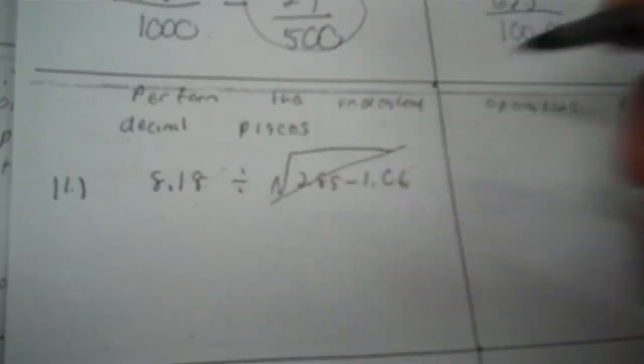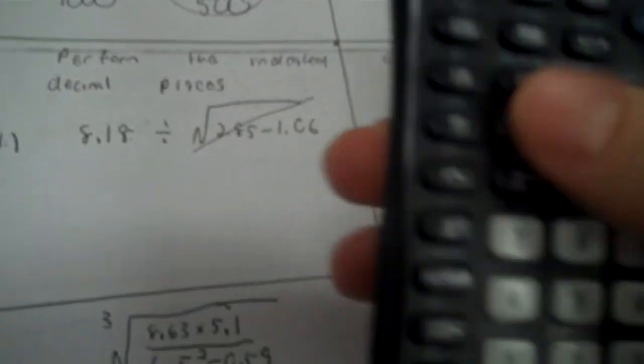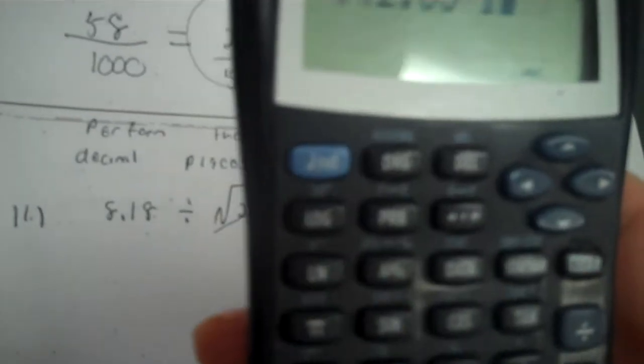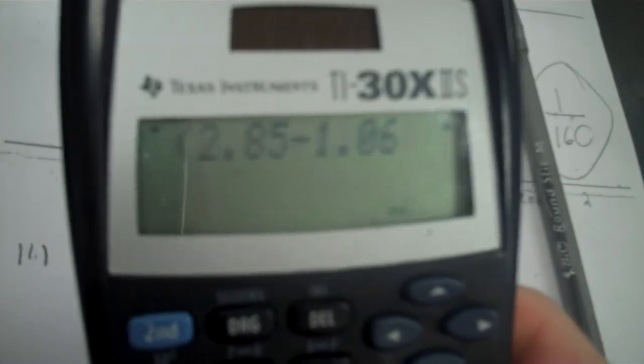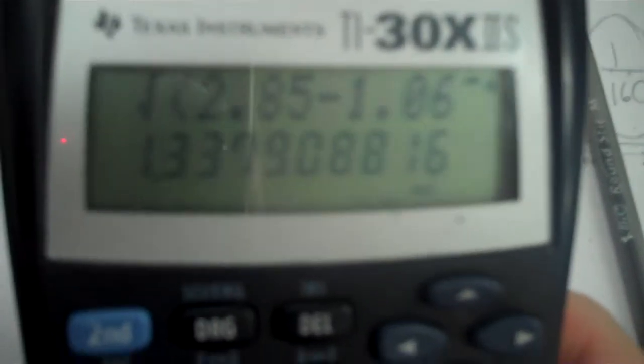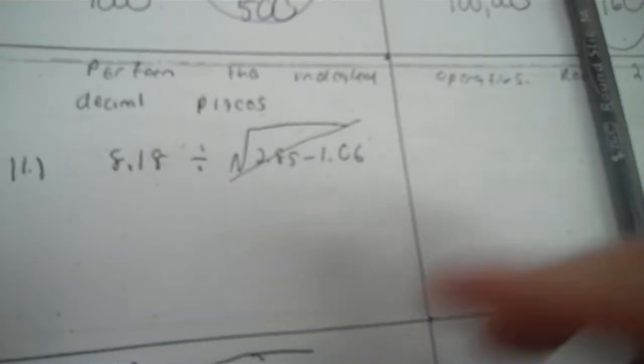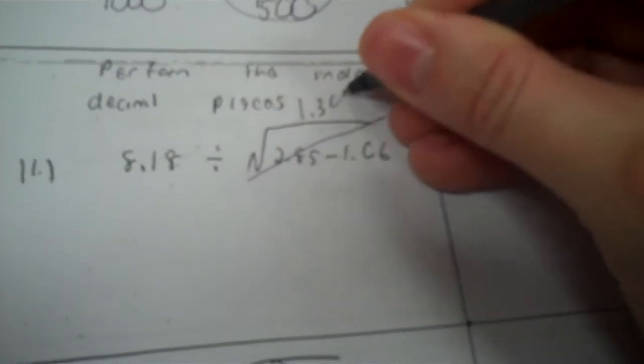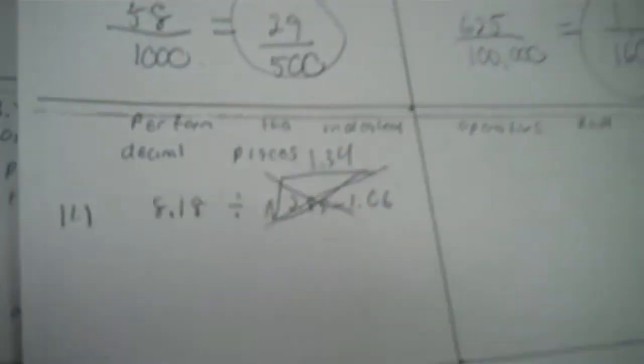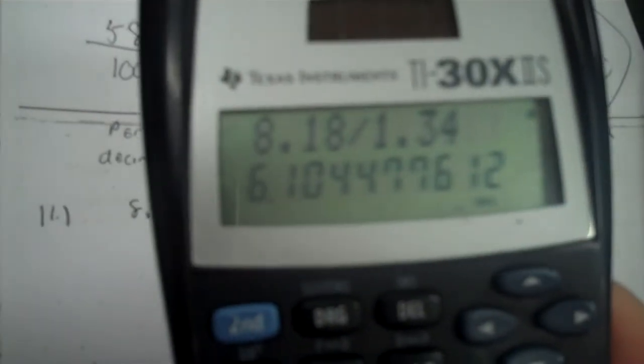Okay, more operations. Well, first off, just like you would with a complex fraction, we want to get rid of that square root. So I'm going to punch in the square root, second, and then the key next to the 7, and then 2.85 minus 1.06. It'll be easier if you just do it that way. Close the parentheses, and we'll go 1.34. Now that's gone, and all I have to do is divide. So 8.18 divided by 1.34, 6.10. It'd stay at 10 because there's a 4 after it.